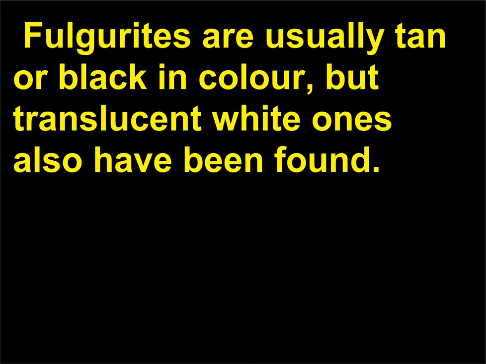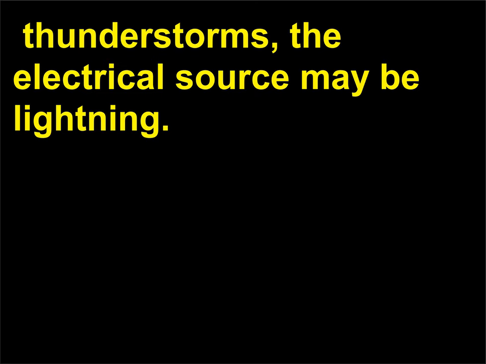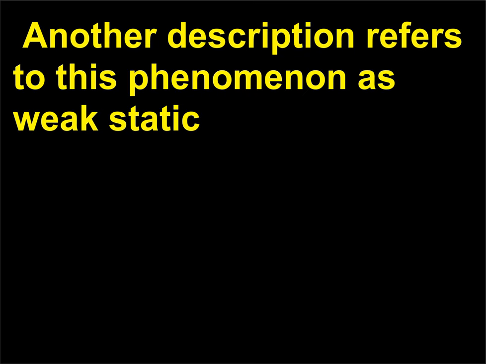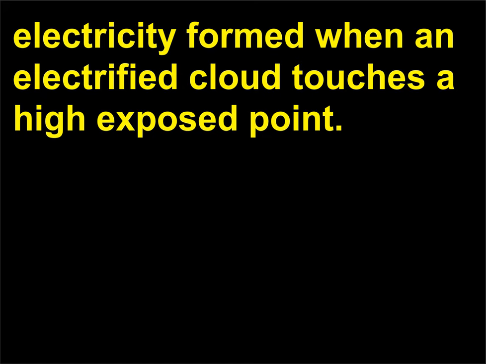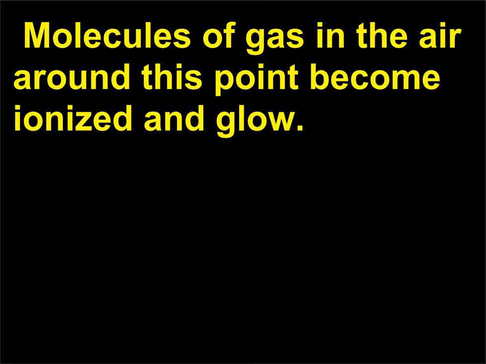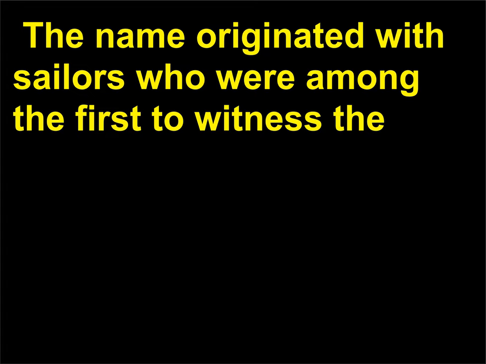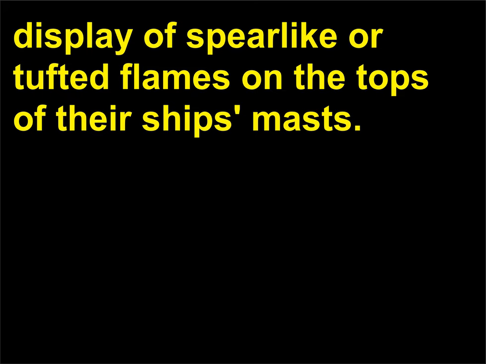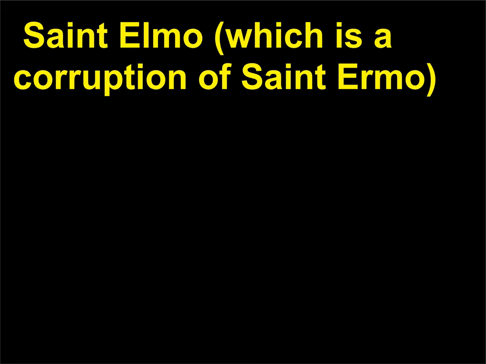Thunderstorms, the electrical source may be lightning. Another description refers to this phenomenon as weak static electricity formed when an electrified cloud touches a high exposed point. Molecules of gas in the air around this point become ionized and glow. The name originated with sailors who were among the first to witness the display of spear-like or tufted flames on the tops of their ship's masts. Saint Elmo, which is a corruption of Saint Irmo, is the patron saint of sailors, so they named the fire after him.